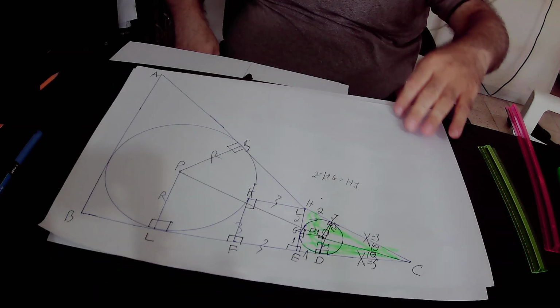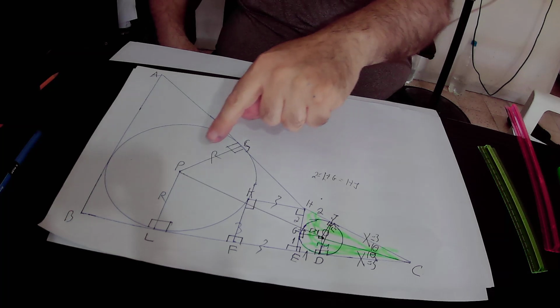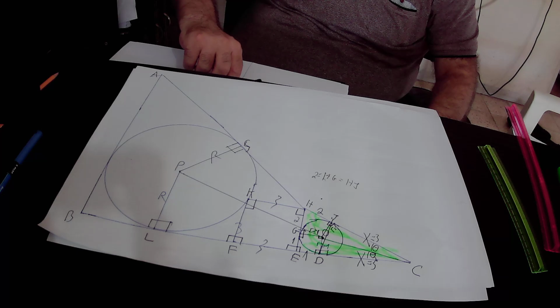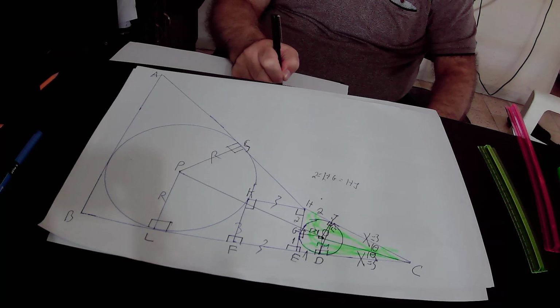So why can those two triangles go into each other? First of all, PS equals PL. They are both radii of the circle, therefore they are equal to each other. PS equals PL equals capital R.